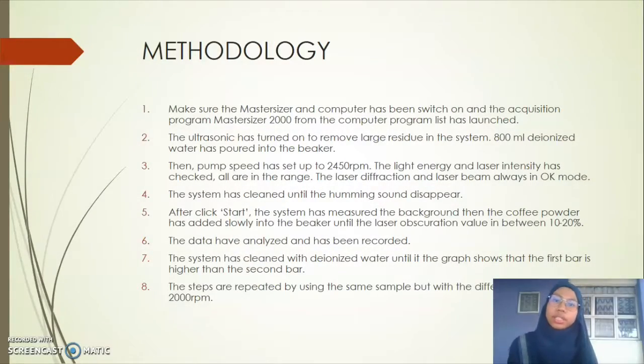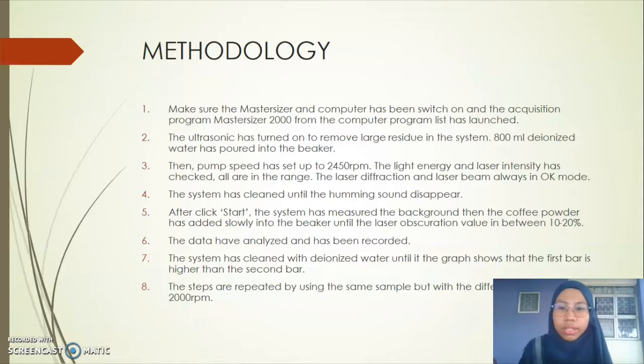So the methodology is: make sure the Mastersizer and computer have been switched on, and the acquisition program Mastersizer 2000 has been launched from the computer. Then the ultrasonic is turned on to remove large residue in the system, and 800 milliliters of deionized water is poured into the beaker. Then the pump speed is set to 2450 rpm, and then the light energy and the laser intensity are checked.